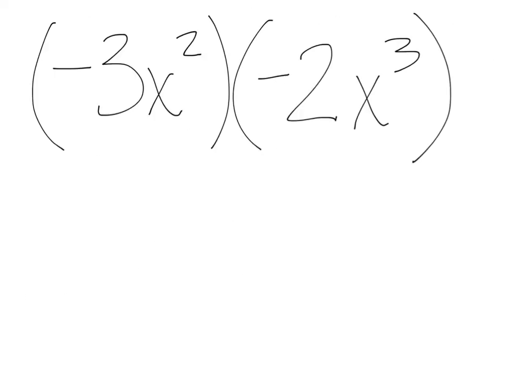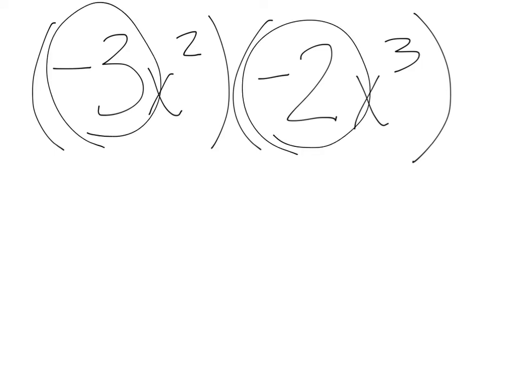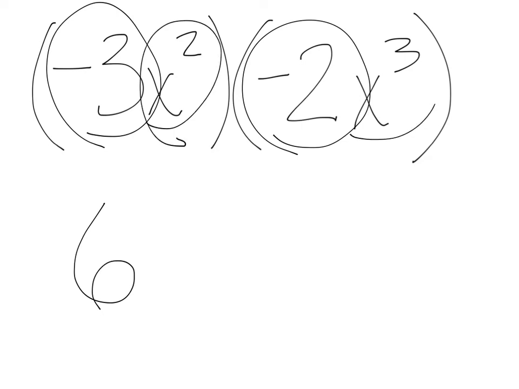What happens if there's negatives involved? Well, this is a coefficient of negative 3. This is a coefficient of negative 2. So negative 3 times negative 2, that's positive 6, isn't it? X squared times x to the 3rd is x to the 5th.